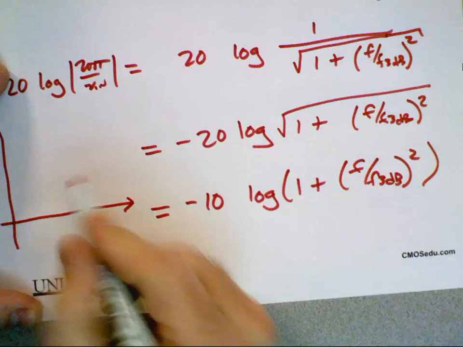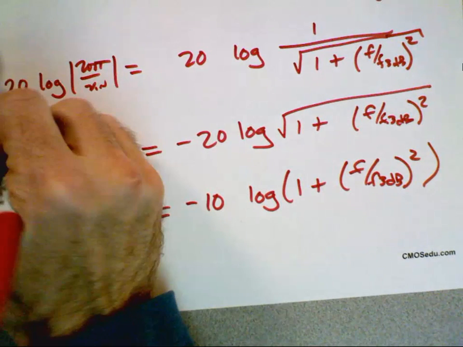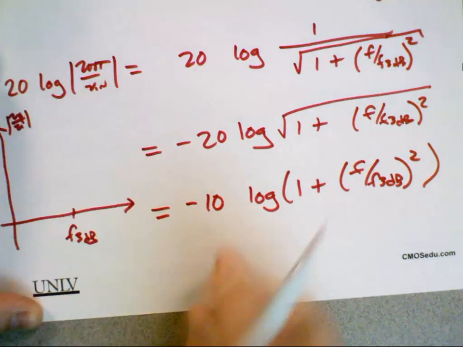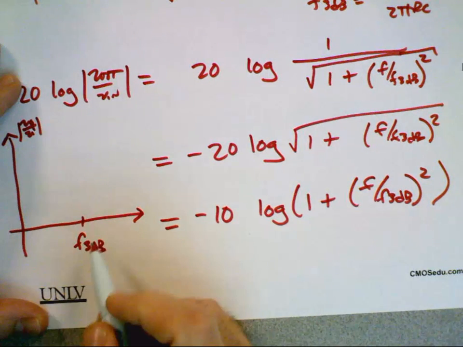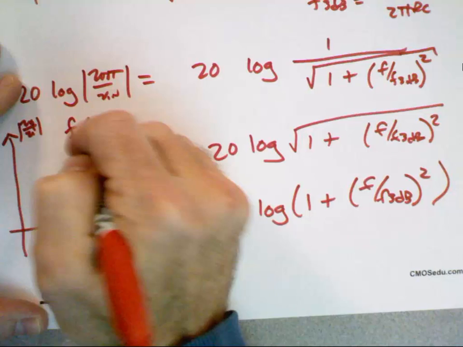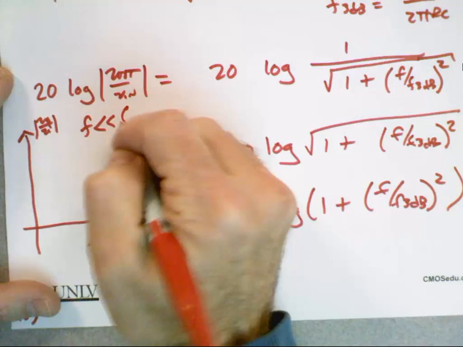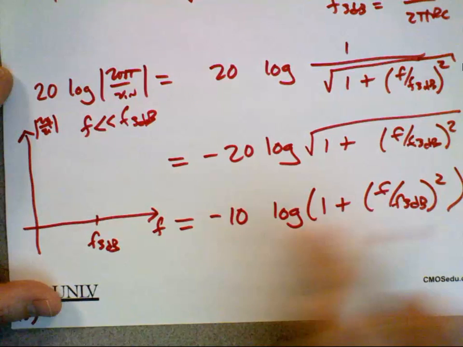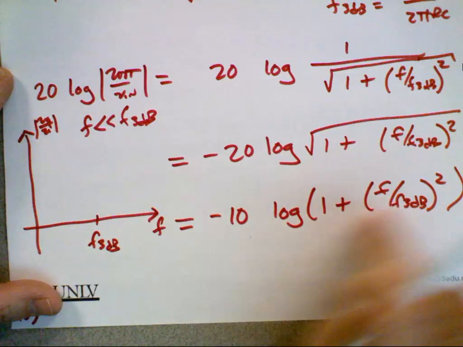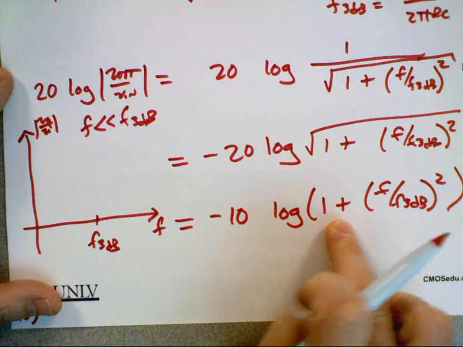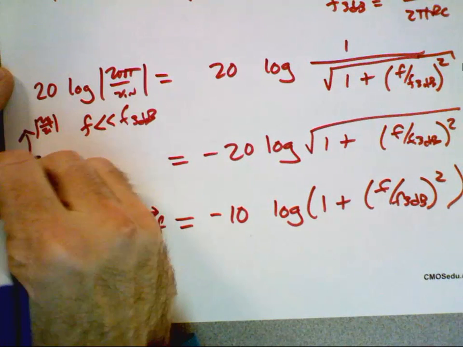For F, let's draw F3dB, whatever it is here. This is the magnitude. For frequencies much, much less than F3dB, what can I say about this? Yeah, this is negligible, and I get log of 1, and I get 0 dB. So I'll just go up here and I'll put 0 dB.